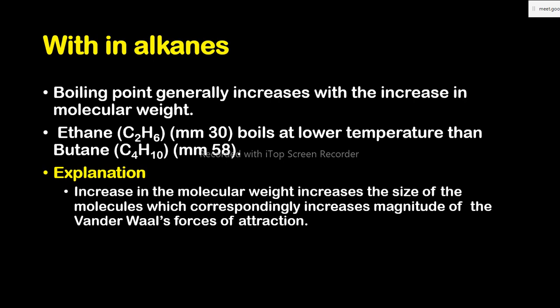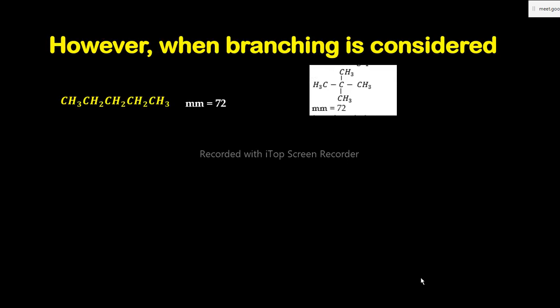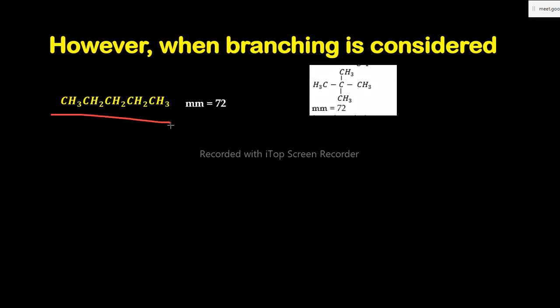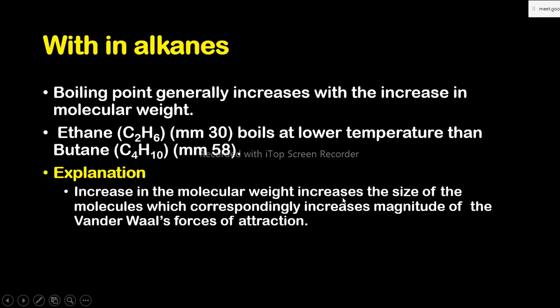However, now for branched compounds, for example, you may have this n-pentane. Should I go back to the previous slide? Okay, previous slide, it's okay, no worries. You're writing notes? No. Okay. Anything that I should explain on the previous slide? I'm done. Okay, that's good.